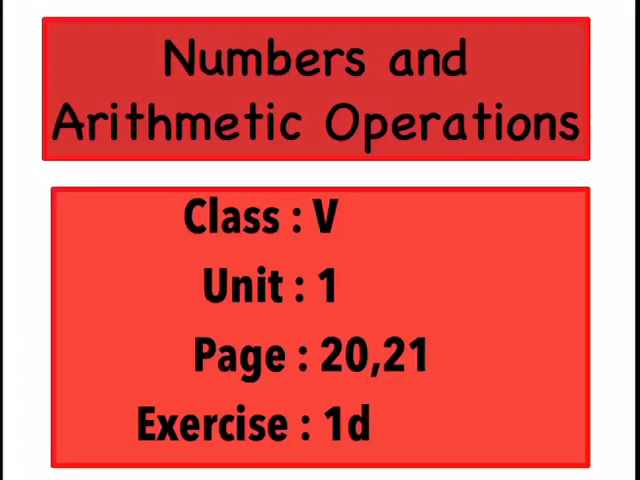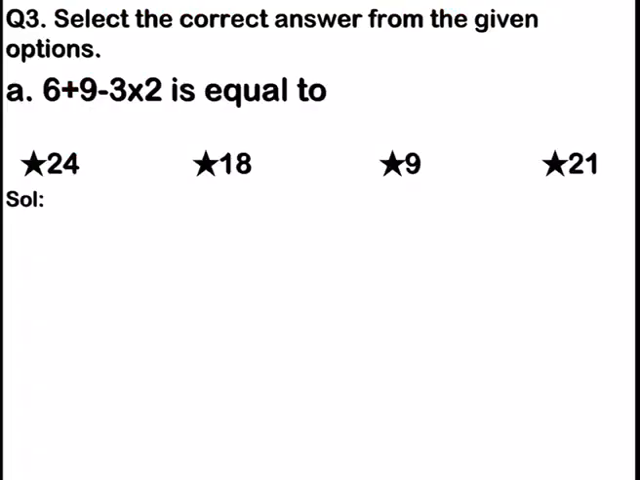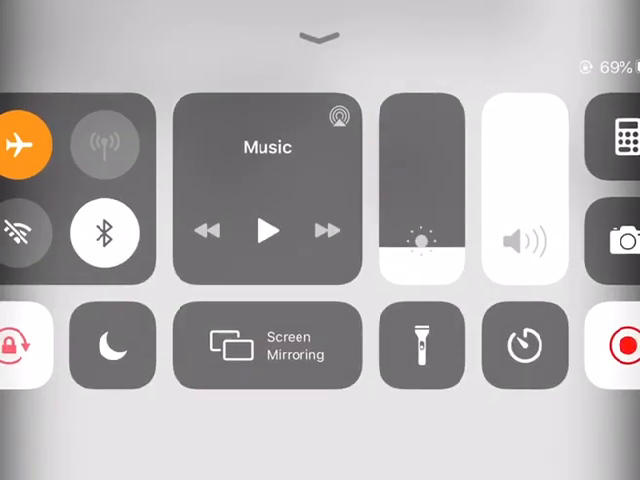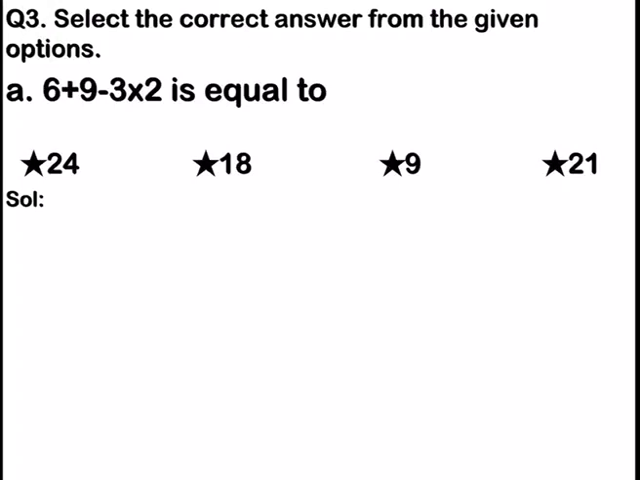Today we will solve unit number 1 and the topic is numbers and arithmetic operations. Exercise number 1D, page number 20 and 21. First we will solve question number 3, and question number 3 is: select the correct answer from the given options.